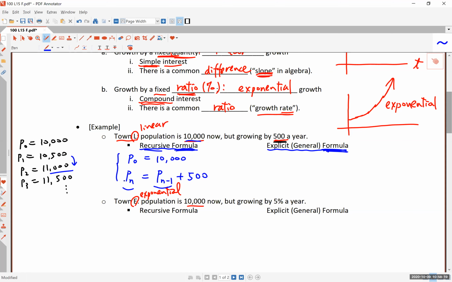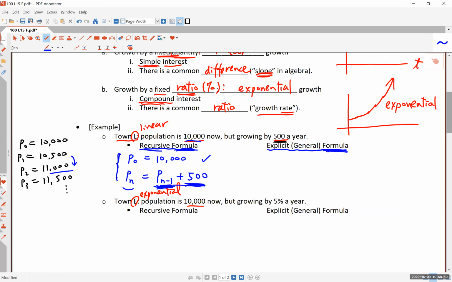The recursive formula consists of two equations: the initial value, and then how you get the nth year population based on the n minus 1th year population. All this says in English is: take the previous number and add 500. That's how the recursive formula works. So that's one way to write this. The other way to write this is with a more explicit formula.